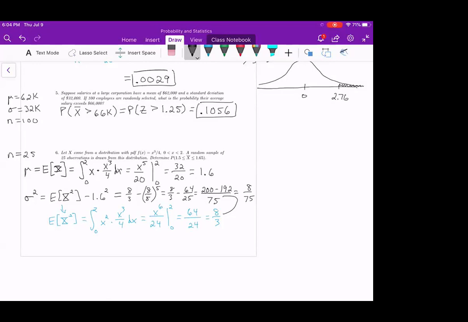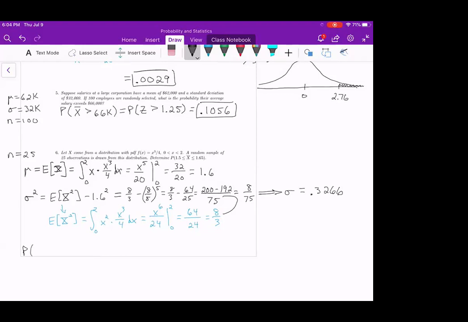Which, when you square root this, you get the standard deviation, which is about, I'll do this to 4 decimal places, 0.3266. So now we have mu, we have sigma, we have n. Now we could actually apply this information in order to find the probability at hand.